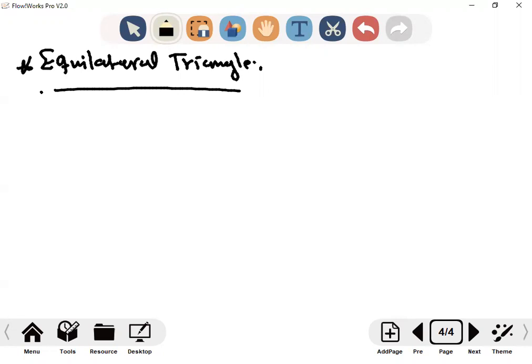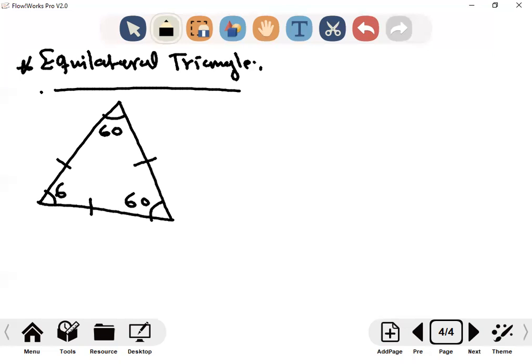It's any triangle with the 3 equal sides, and the interior angles, each one of them, should be equal to 60 degrees. Why? Because 60 and 60 and 60, how much? 180. So if you have an equilateral triangle with the 3 equal sides, then the 3 angles inside have the same measure, and each one of them should be what? This is a special case. Okay?